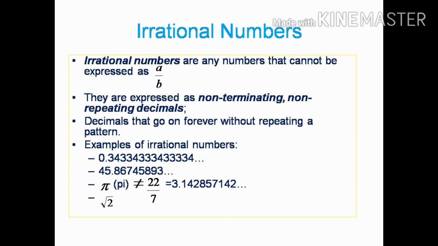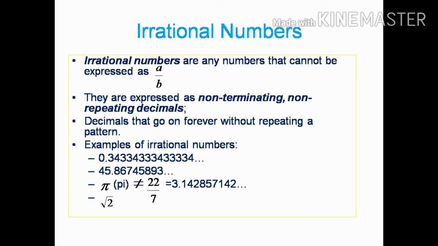Okay, and the next one is 45.86745 something. The pattern of digits is not going to repeat here. That's why it is non-terminating. See, the 'and so on' means it is non-terminating and non-repeating.